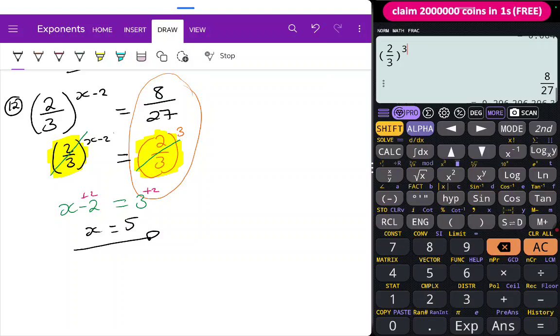Beautiful. You can test it. Remember, we're doing 2 over 3. So if x is 5, the exponent is 5 minus 2. Notice that the answer is 8 over 27. So I can test it. It is correct. Okay, so that's your homework.